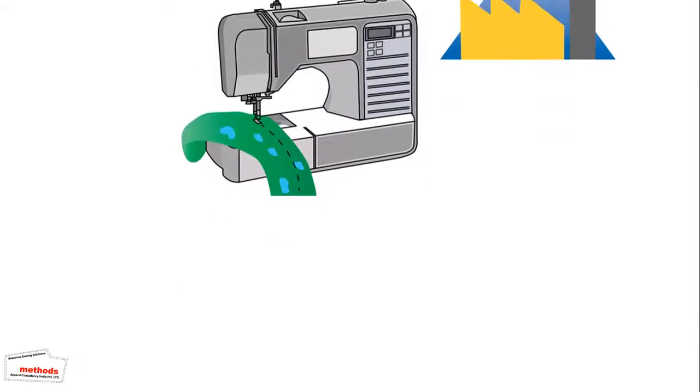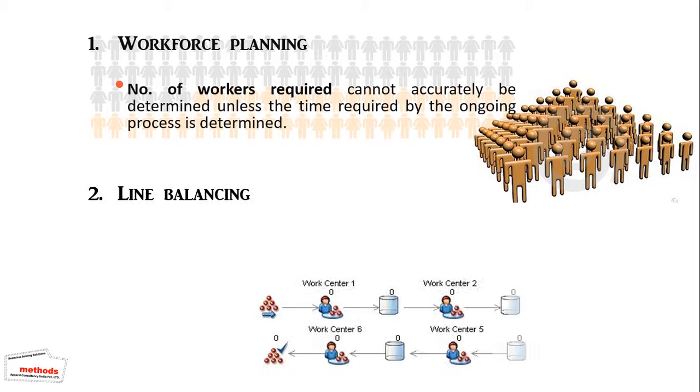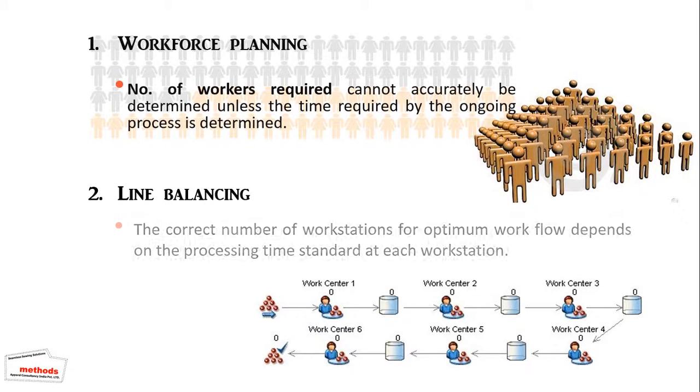After understanding standard time, we must know that it has an important role in manufacturing. Standard time aids us in workforce planning, that is, the number of workers required to complete the process. It is also required for line balancing, which involves determining the correct number of workstations for optimum workflow. This can be done only by knowing the standard time of each workstation.